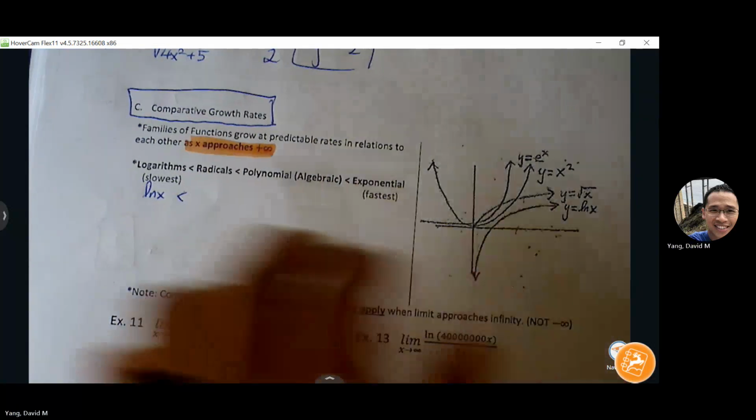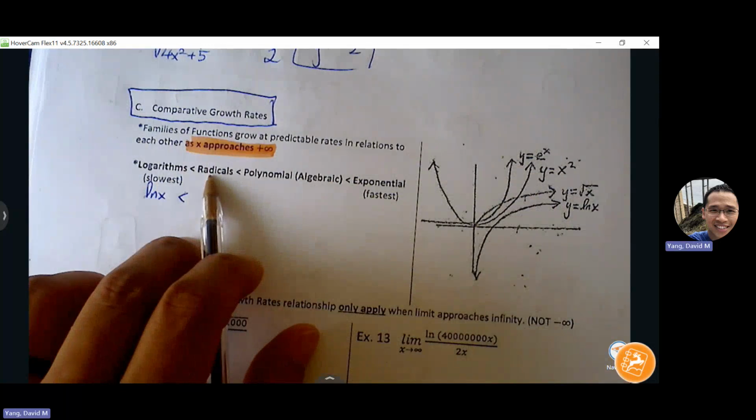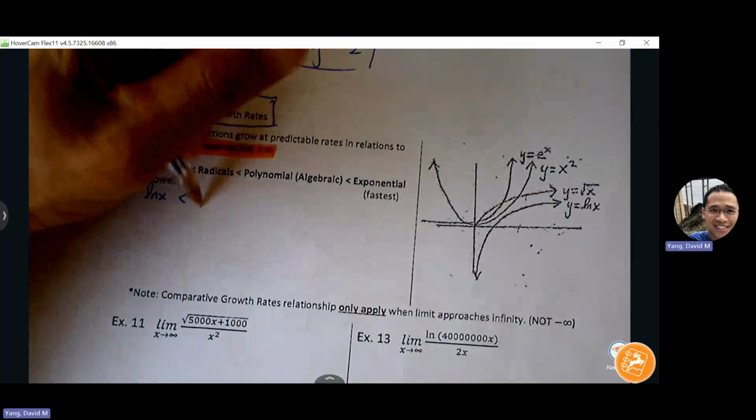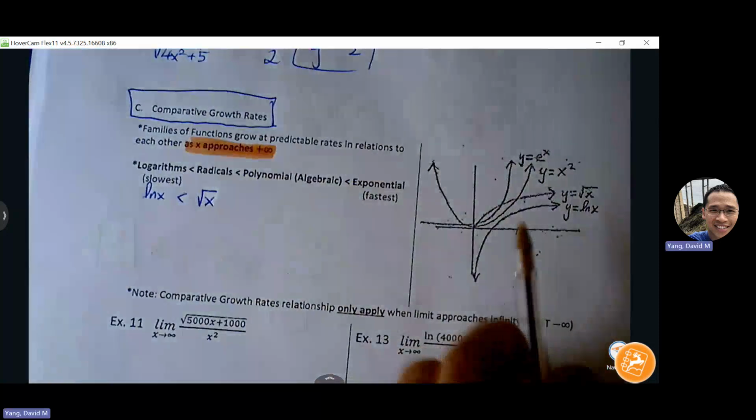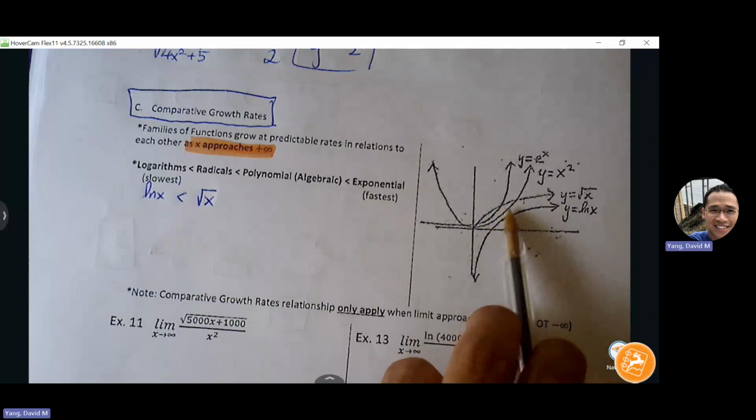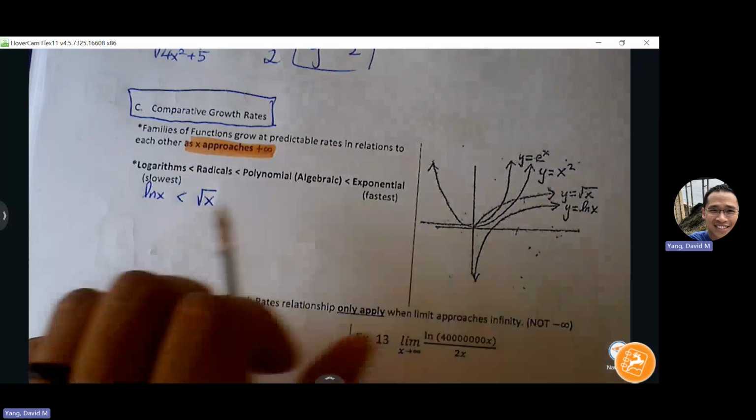Next up are radicals, like square root, cube root, fourth root, but square root is the one that we see the most often. You can see square root has a similar shape to the natural log, but it's going to grow a little faster than natural log.